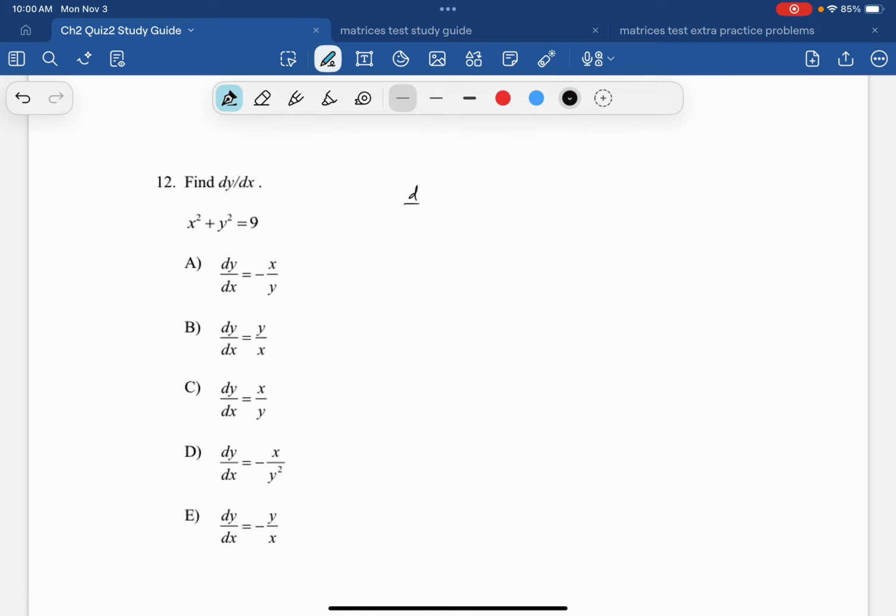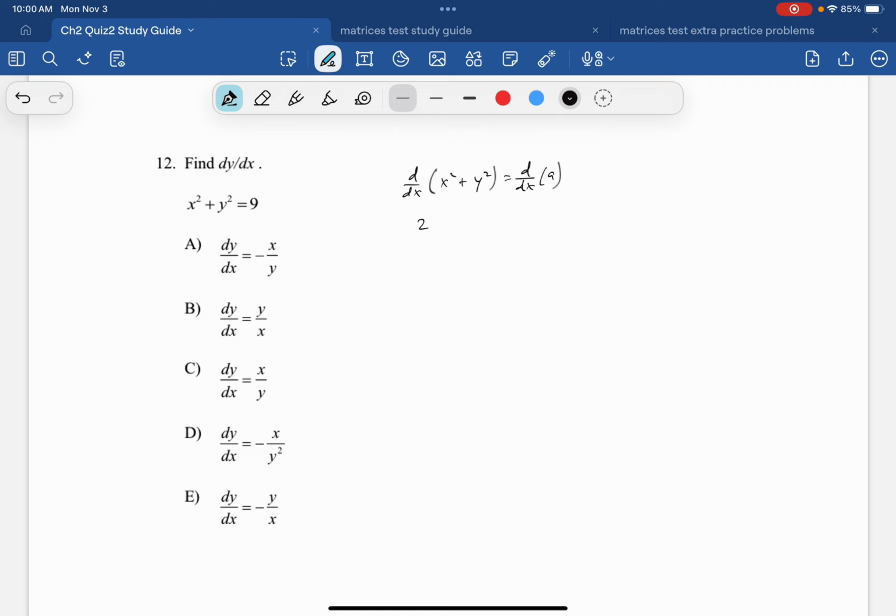Question 12 is an implicit differentiation question. So I'm going to take the derivative of both sides with respect to x. Okay, so that is going to give me 2x plus, and here I have to use chain rule because I have a function of y, which is also a function of x. So that's 2x plus 2y times dy dx by chain rule. Then the right side is just 0 because 9 is a constant. So that means 2y times dy dx equals negative 2x. So dy dx is equal to negative x over y, which is choice A.